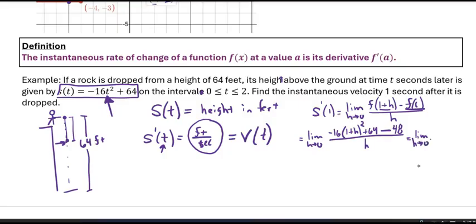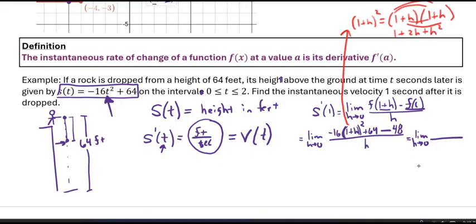We have to do quite a bit of work here, but remember, when we have 1 plus h squared, you might want to do the work off to the side. Take 1 plus h squared, which is 1 plus h times 1 plus h, and do all of that distribution. You would get 1 plus 2h plus h squared. But all of that's going to be multiplied by the -16 out front. So I'm doing several steps of algebra here, but you need to take your time to work that out.